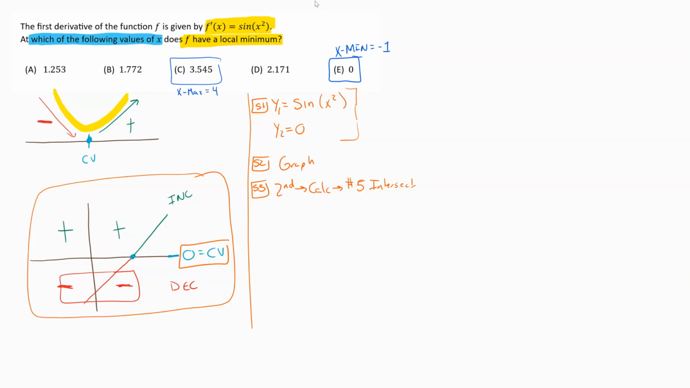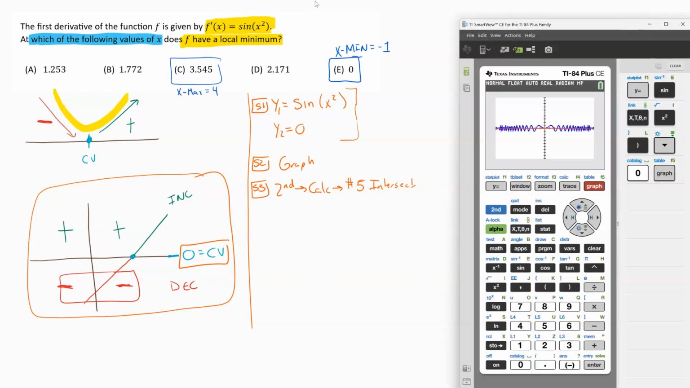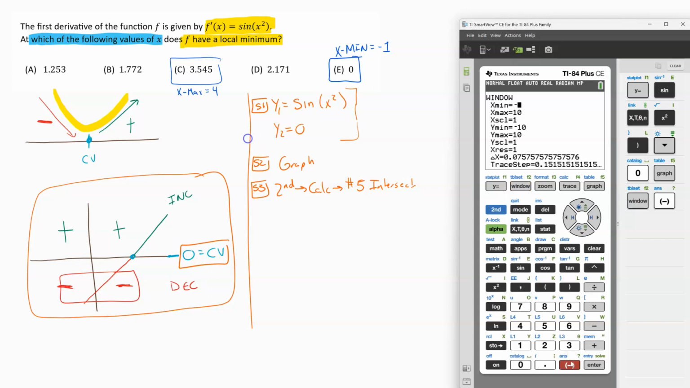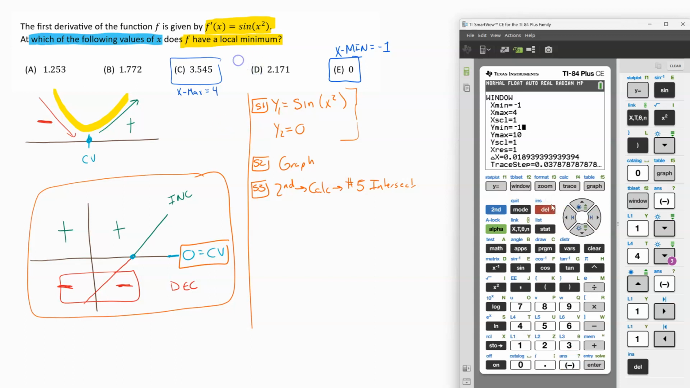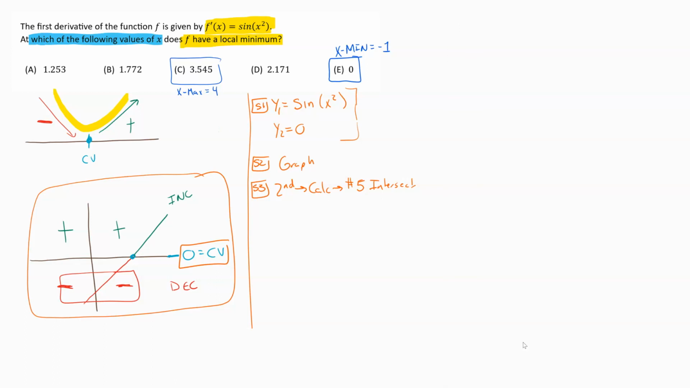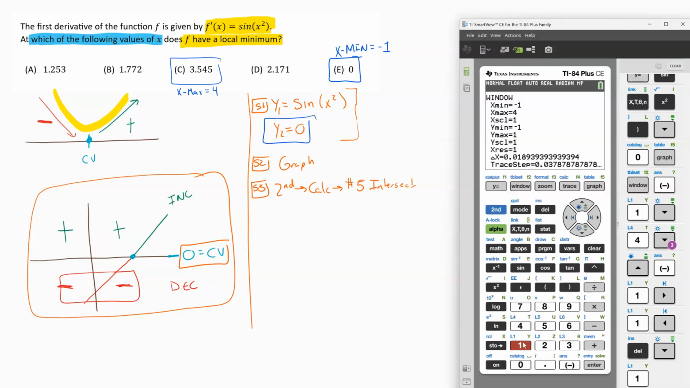So we'll go into our window now, and we'll squeeze this thing down because we don't need all the local mins and maxes. We just want the local min that's on our list of options. So I'll put my x min at -1. I'll put my x max at 4. And you saw how wide this thing was. You don't have to do this, but I would definitely recommend moving my window down to just being between -1 and 1, because all we're looking for here is when does it run into 0. And so I don't need to have my y mins and maxes so big.